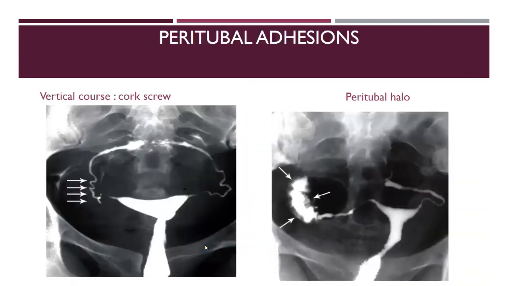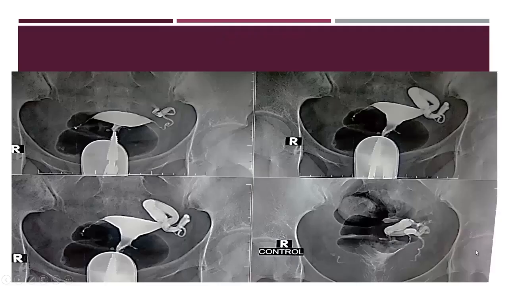Tuberculous salpingitis. This is the typical vertical course of the fallopian tubes, and here is the peritubal halo. There is edema in the fallopian tube. There are unhealthy fallopian tubes. This is the typical appearance of peritubal adhesions.